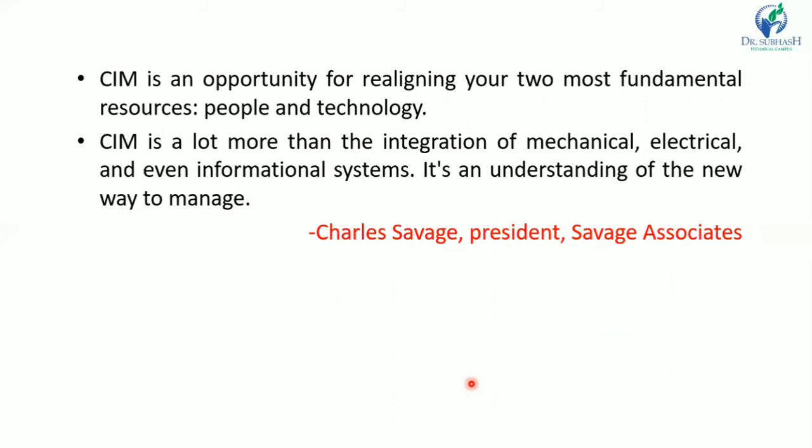One more definition, given by CIM, is that it is a lot more than the integration of mechanical, electrical, and even informational systems. It's an understanding of a new way to manage. So as per this definition, it covers integration of mechanical, electrical, and informational systems, or we can say an understanding of the new way of management.